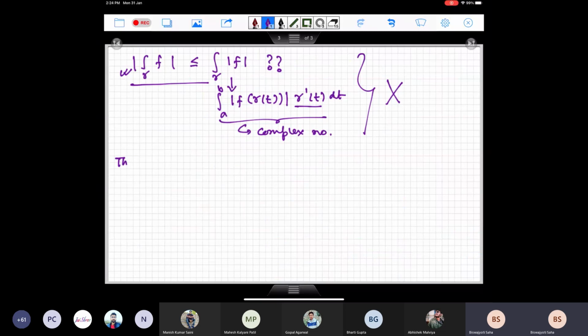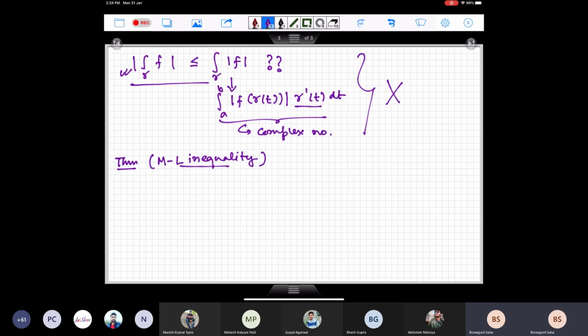and with that we are going to prove the following theorem. Of course, the proof is essentially one line, but as I said, this particular information that I'm going to write down now is going to be very crucial. We are going to use it several times in our course, you will see. So this is called the ML inequality.